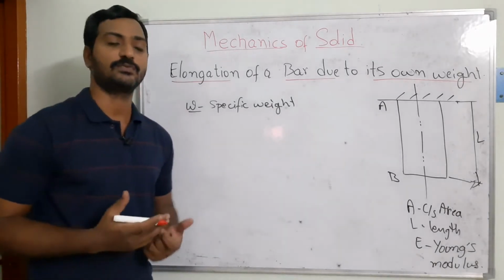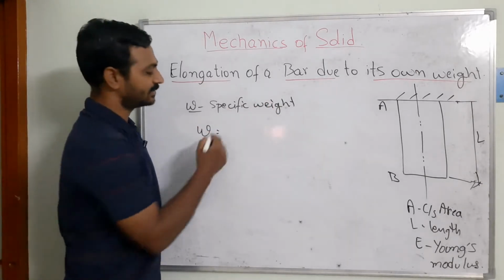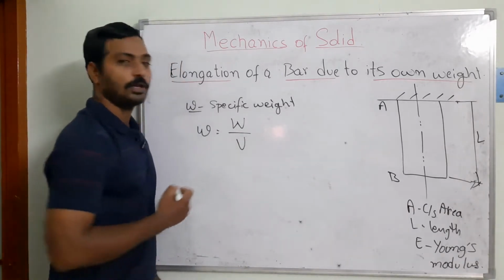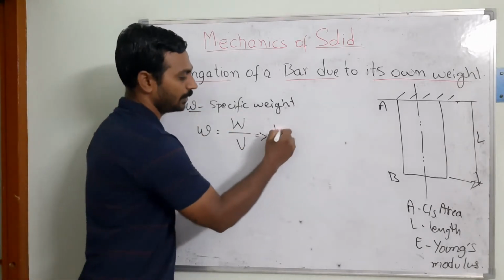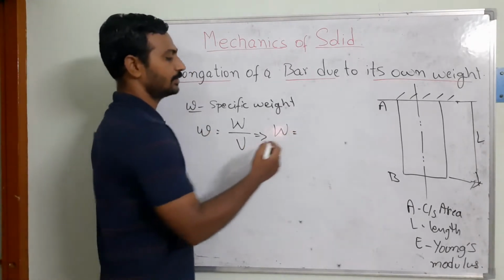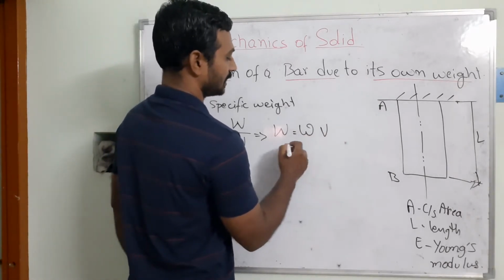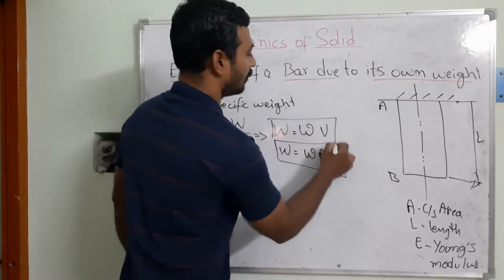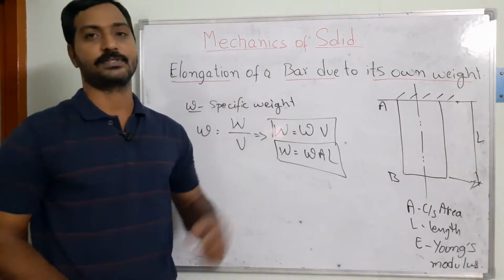How could you define the specific weight of the system? We know the specific weight of that bar is equal to the self weight of the system, W, divided by the volume of the system. From this I modify it: the self weight of the system is equal to the specific weight into the volume, because the specific weight is constant. With further simplification, W is equal to the specific weight into area into length. I can use any form of the equation to find out exactly the self weight of the system.